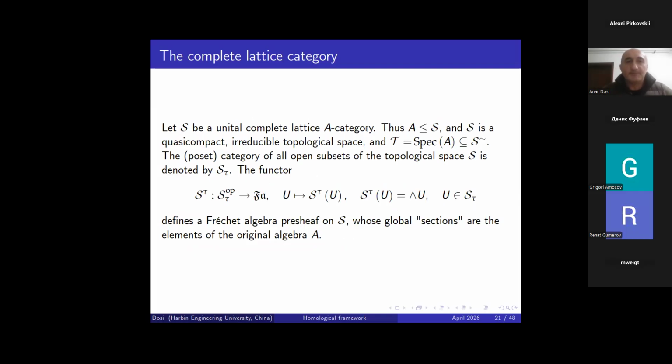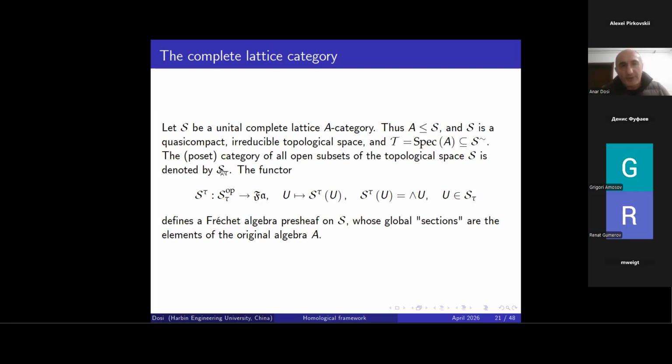Okay. Now suppose S is a unital complete lattice A category. So A is the least element here, right? So S is a compact, reducible topological space. This is a character space, the inside of the completion. Now look what I'm doing. The poset category: let me look at the open subsets of S.